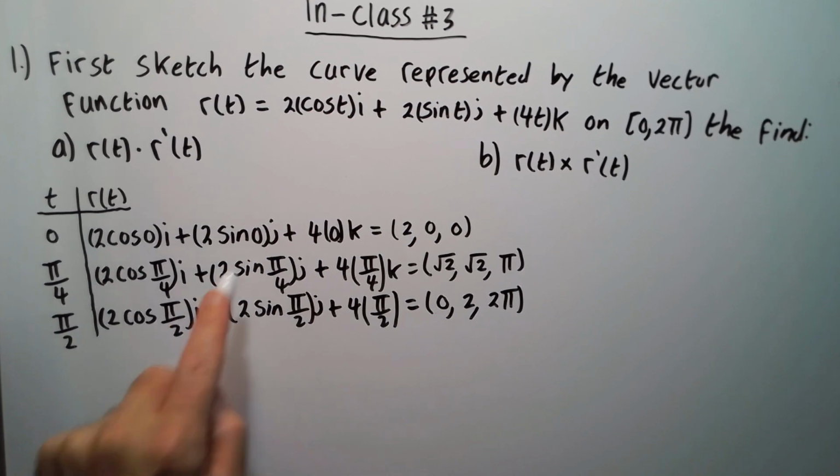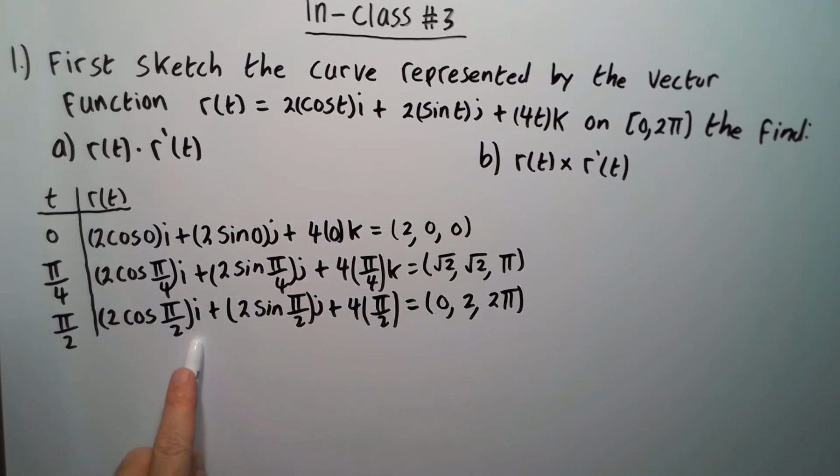So putting pi over 2 in place of t will be 2 cosine pi over 2 i, 2 sine pi over 2 j, 4 times pi over 2. Cosine of pi over 2 is 0, so it's going to be 0 here. Sine of pi over 2 is 1, so it's going to be 2 here. And this will become 2 pi here. So I'm going to keep going by increments of pi over 4 all the way until I get to 2 pi. So let me write out the answers I'll get here.